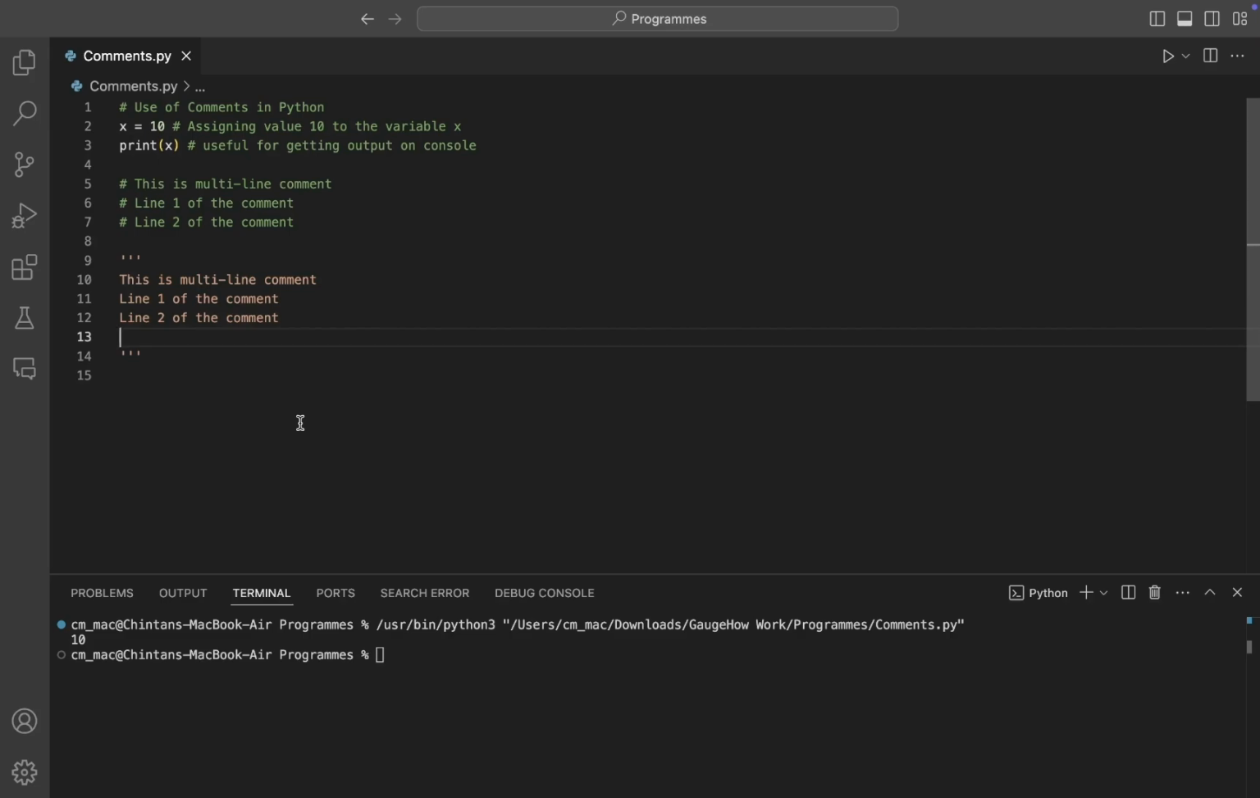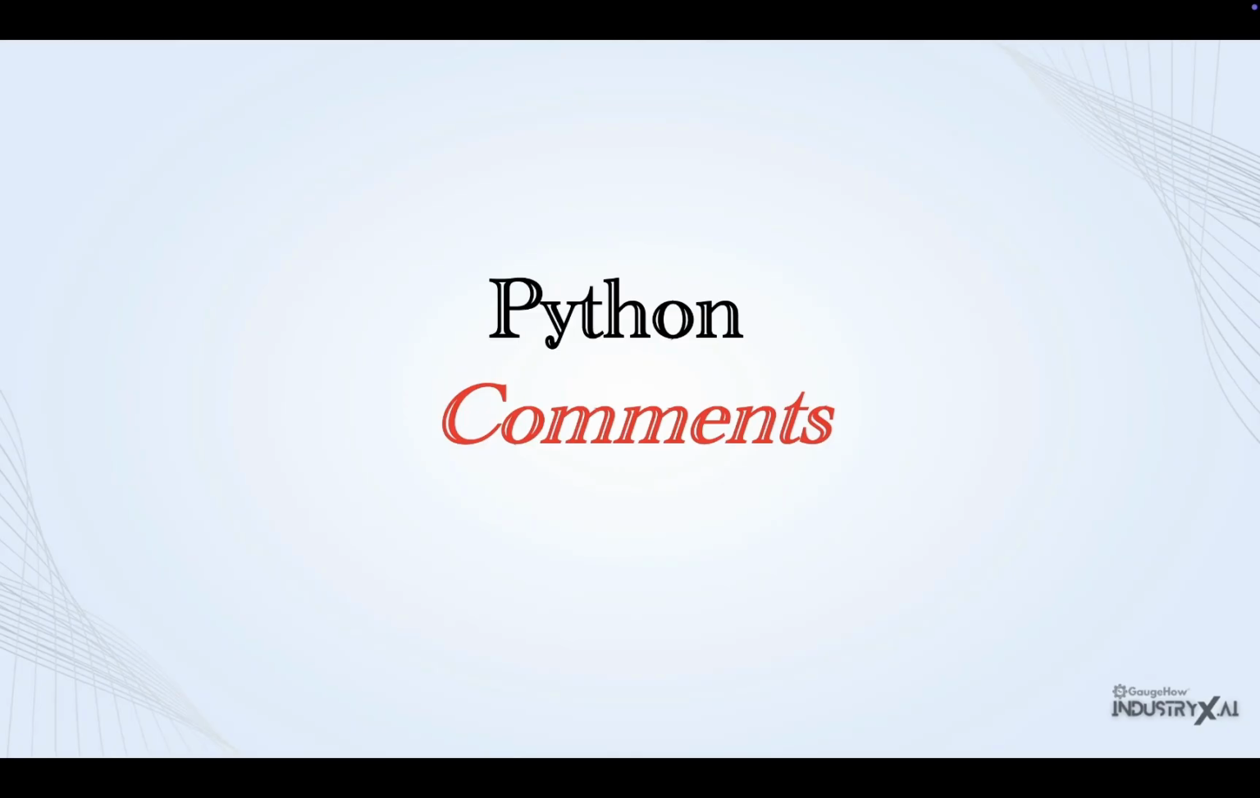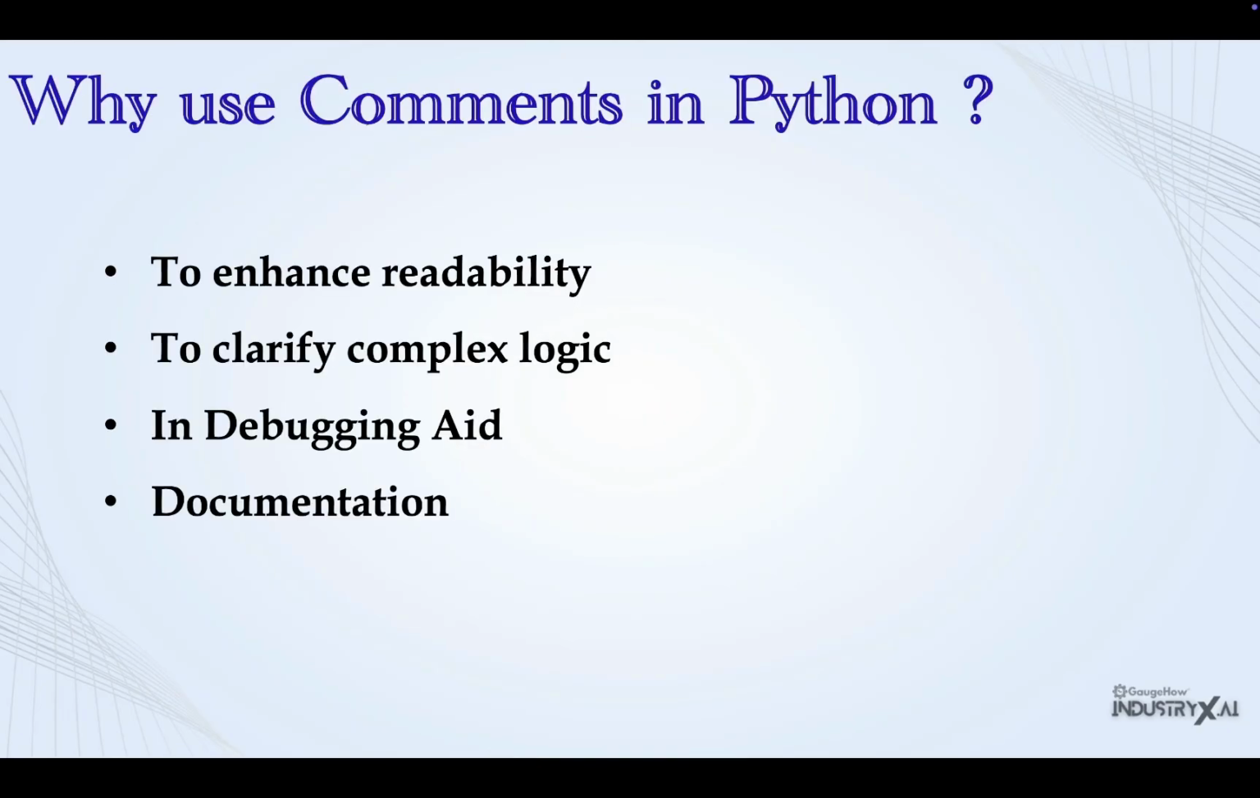So using a single hashtag symbol, you can provide a single line comment, or using triple quotes, you can provide multi-line comments. So why use these comments? These comments enhance readability. That means it helps others understand the purpose of the code. It clarifies complex logic by breaking down complicated sections of the code with explanatory comments. It also aids in debugging.